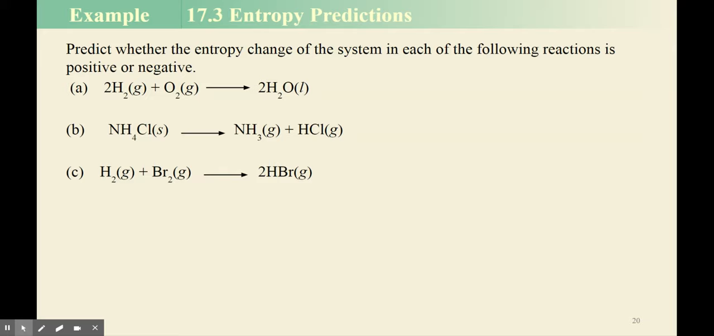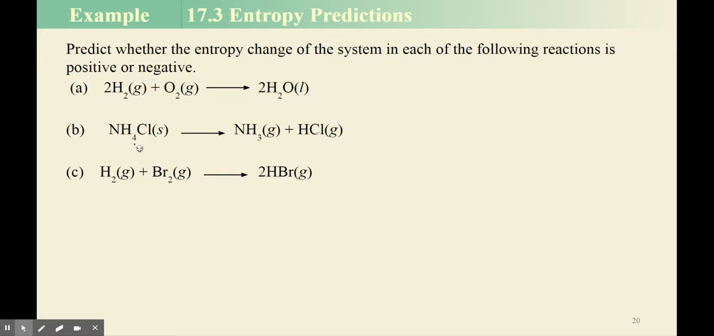So we have hydrogen and oxygen making water. And so what we do is we look and see that there are 3 moles of gas making 2 moles of liquid. So we're going from a gas, a high chaotic entropy state, to a lower entropy liquid. This is going to have a negative entropy sign.